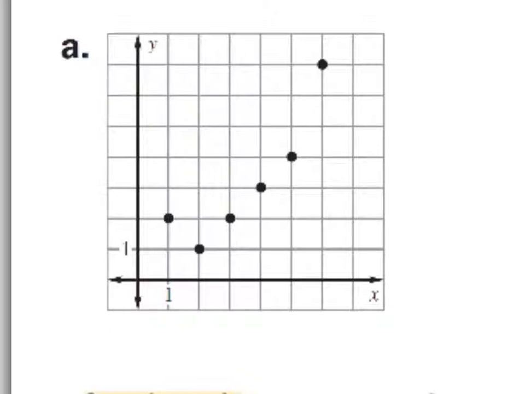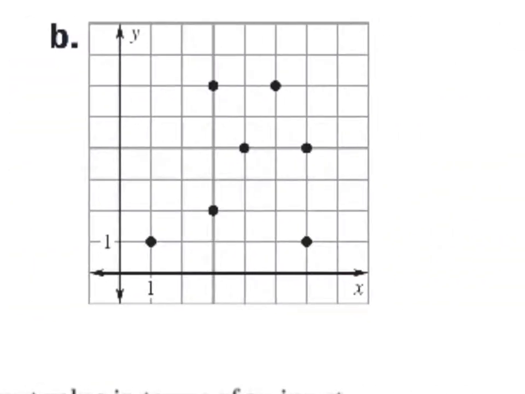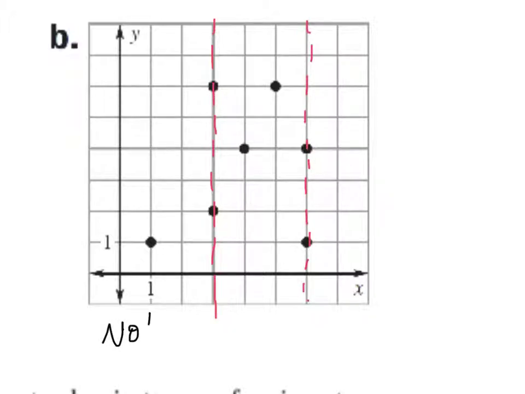This is definitely a function. Any vertical line we draw is only going to go through one of those points at a time. Okay, so this is a function. How about example B? Not a function. Because if we put a vertical line here, it crosses 2 points. Or if we put a vertical line here, it crosses 2 points. So, not a function. Okay?